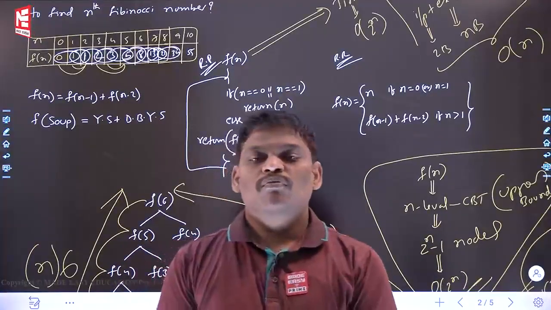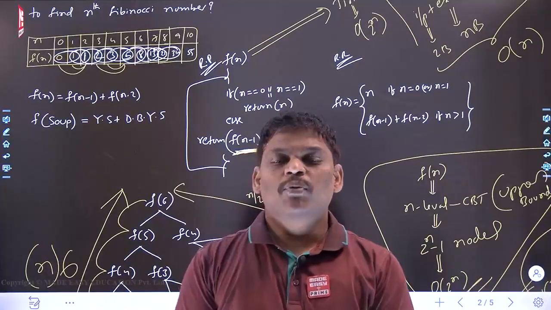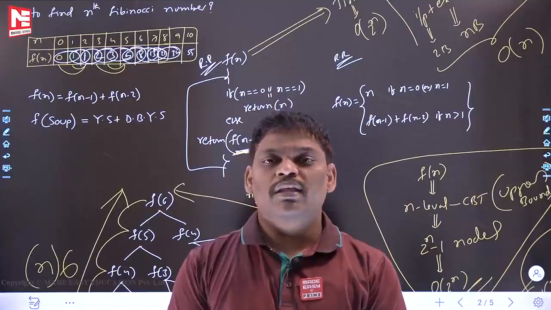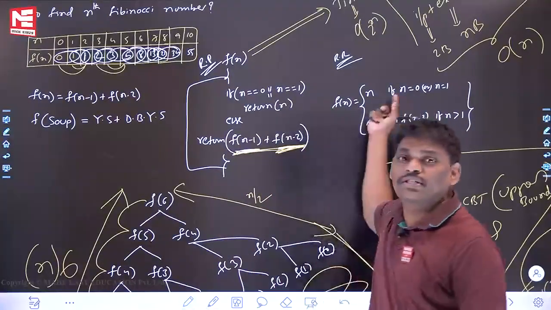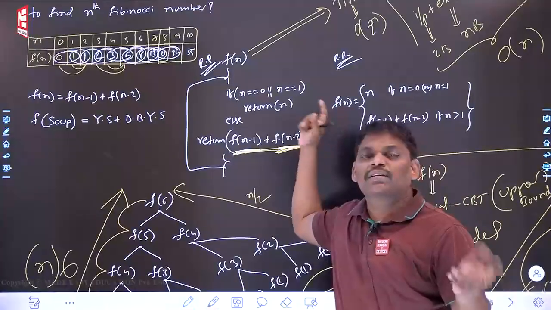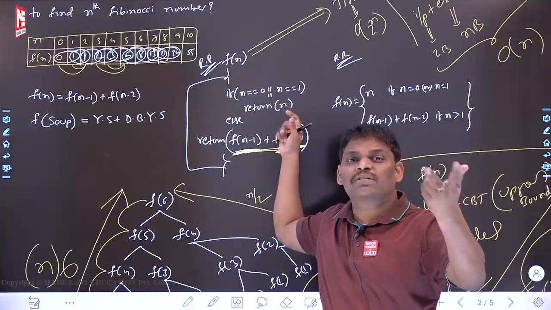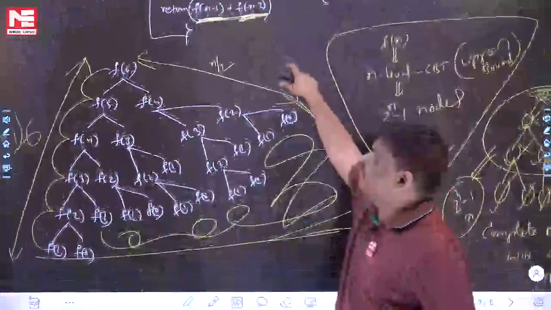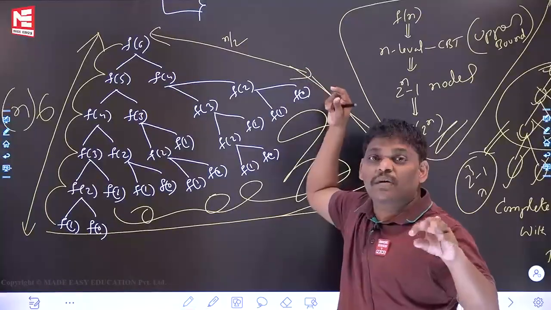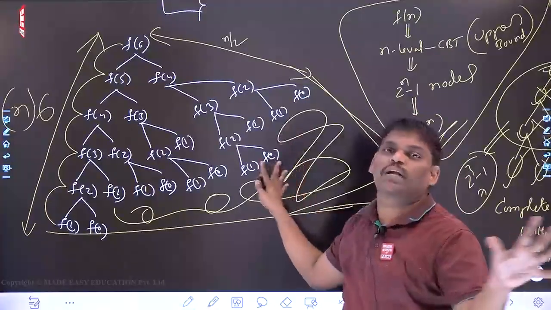What is our goal? Fibonacci of n, to find out. You should write the recursive program and recurrence relation. We wrote the recursive program and recurrence relation. Next, for this recursive program, how much is the time complexity and how much is the space complexity? For that purpose, I took one diagram for explanation.